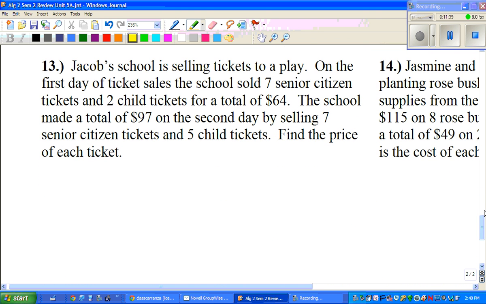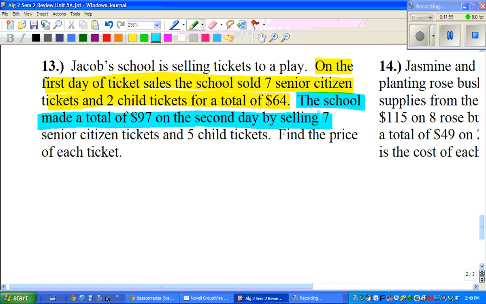All right. Last one. Jacob's school is selling tickets to a play. On the first day of ticket sales, the school sold 7 senior citizen tickets and 2 children tickets for $64. The school made a total of $97 on the second day by selling 7 senior citizen tickets and 5 child tickets.